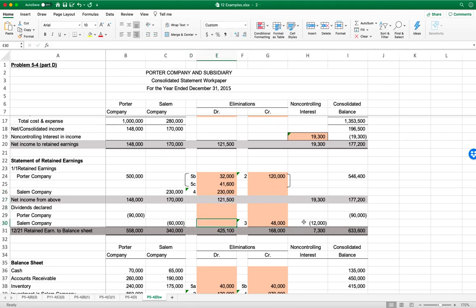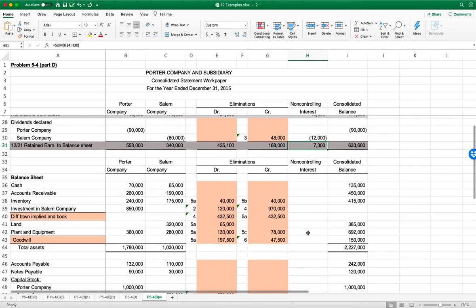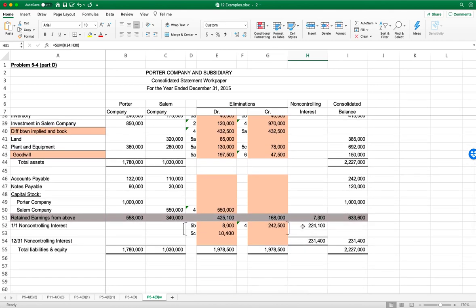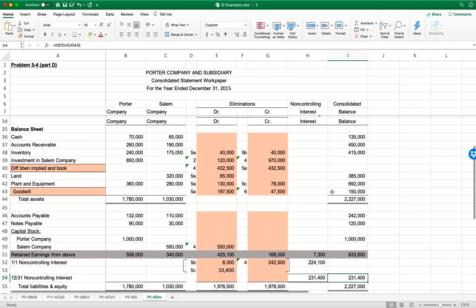That looks better. So our subsidiary had $19,300 of income attributable to the non-controlling shareholders and $12,000 of dividends attributable to them. So that means their investment increased in worth $7,300 during this year. That comes down, gets added to our beginning balance, and comes over here to our consolidated balance sheet.